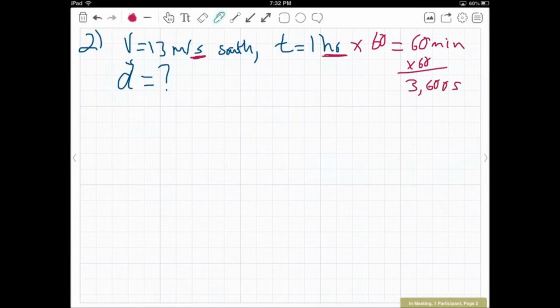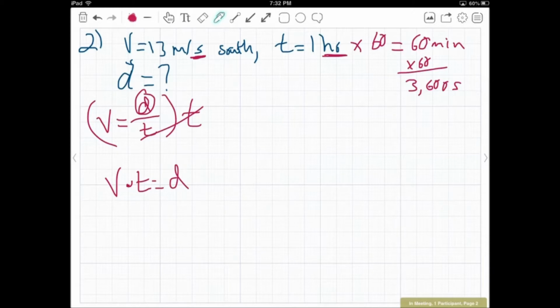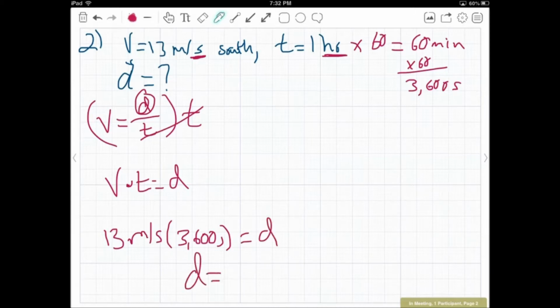Now I can solve. v is equal to d over t. Rearrange for d. I need to multiply both sides by t. So v times t equals d. Plugging in, my velocity is 13 meters per second. My time is 3,600 seconds. So when I multiply through here, I will get an answer of 46,800 meters. Pretty easy.